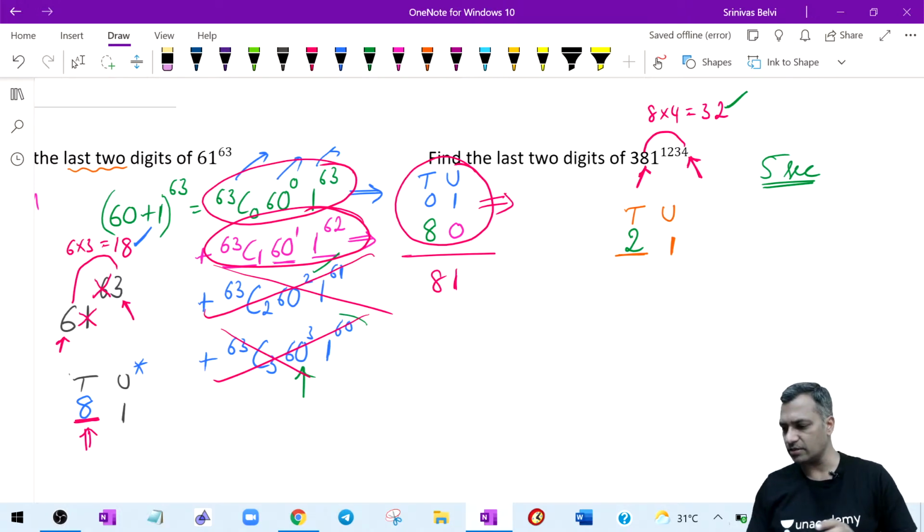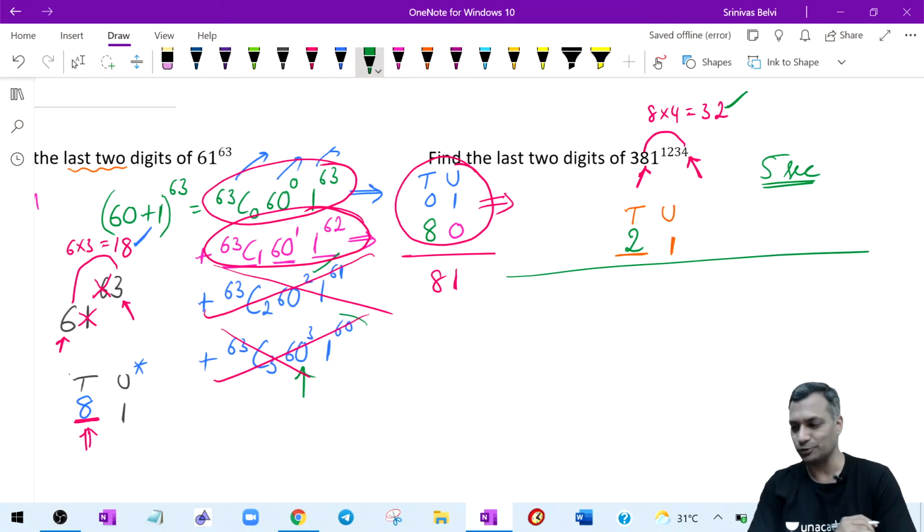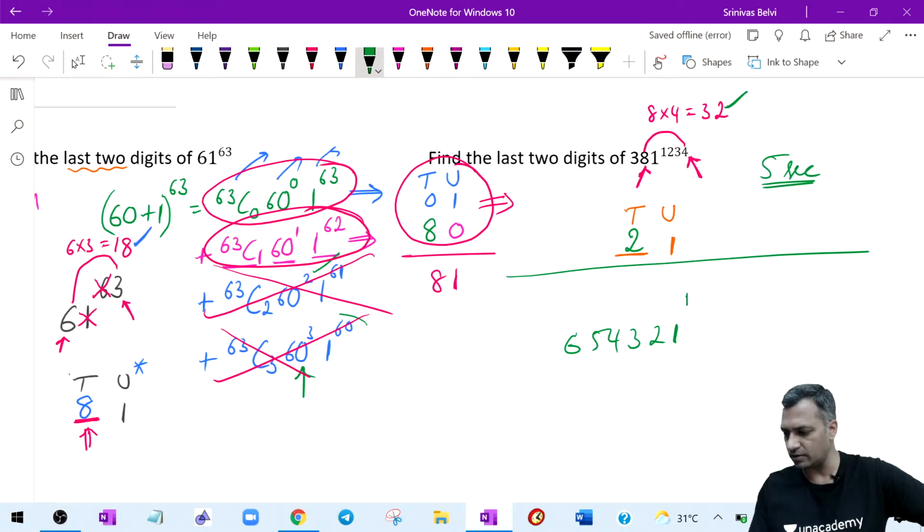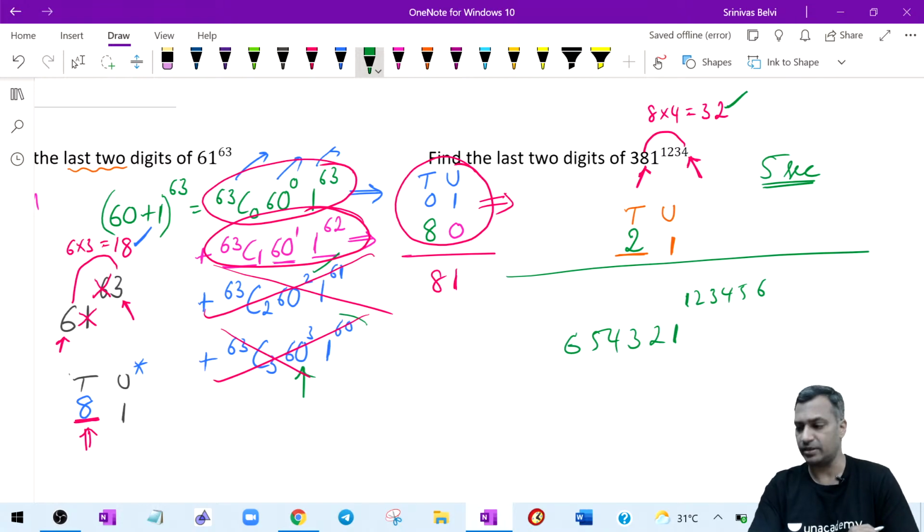Now quickly give me the answer because I said it's a 5-second problem. Let me write it as 6, 5, 4, 3, 2, 1 raised to power 1, 2, 3, 4, 5, 6. Find the last 2 digits of this. Quickly type it. It shouldn't take much time. Fast. Find the last 2 digits fast.